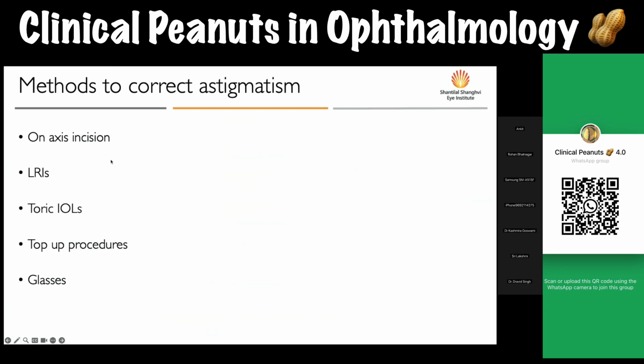So the various methods to correct astigmatism are many. You can either, as we saw in the first case, sit on the steep axis, which is on-axis incision placement when you are planning phacosurgery. You can combine your phacosurgery with limbal relaxing incisions or LRIs. You can plan a toric IOL. You can plan top-up procedures after you've done the surgery in order to correct the residual error, in the form of laser vision correction, and of course you can offer the patient glasses after surgery as well.